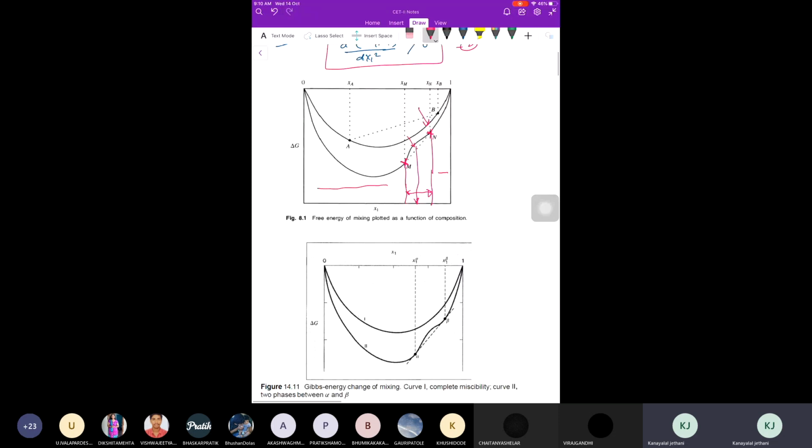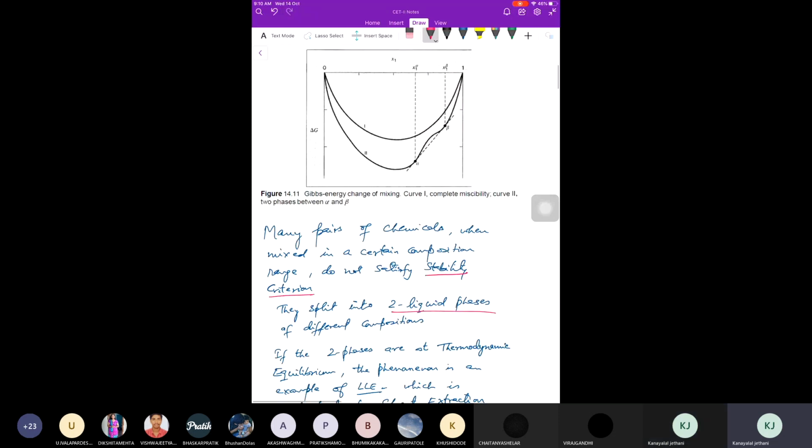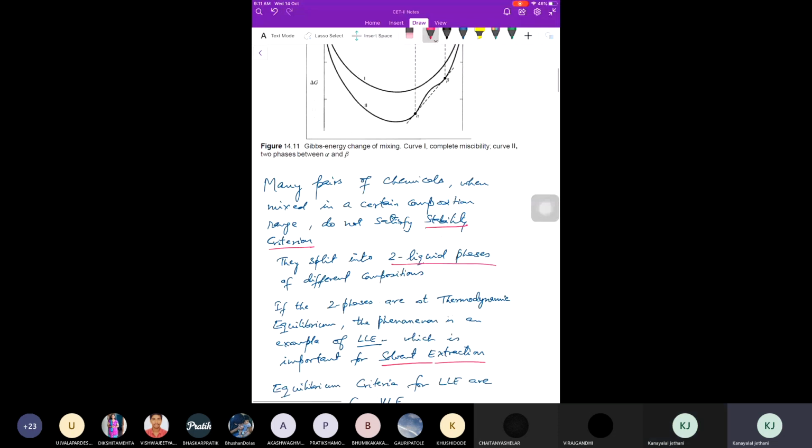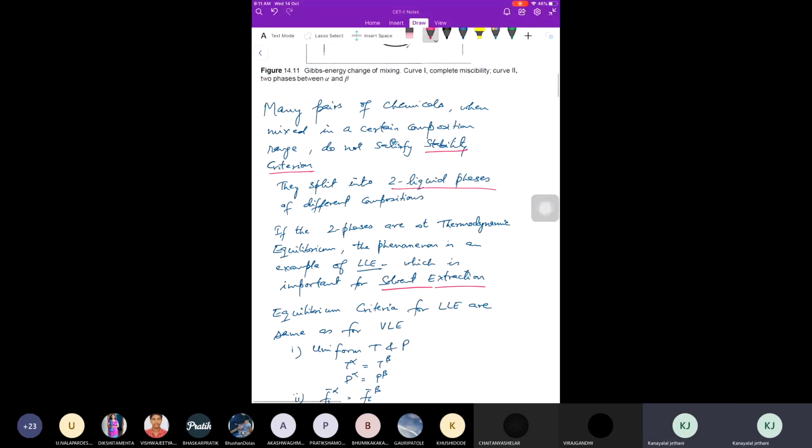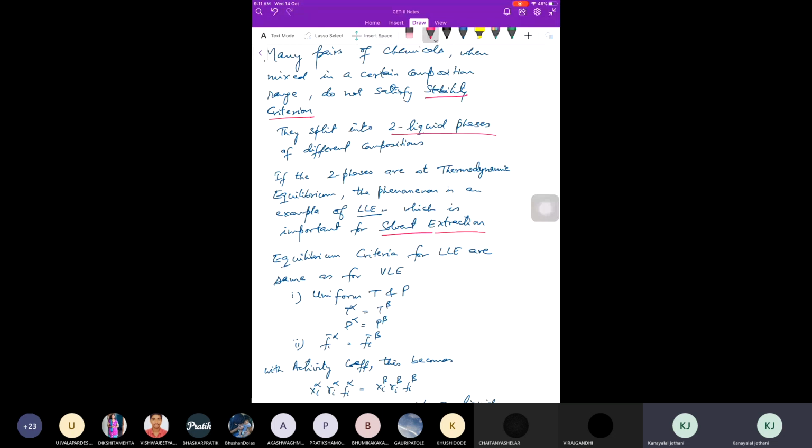So when you mix two components, and if they do not satisfy the stability criteria, they are split into two phases. And if these phases are at thermodynamic equilibrium, the phenomenon is an example of LLE or liquid liquid extraction, which is used for solvent extraction. And there is a very important mass transfer operation, which I think is studied in second semester.